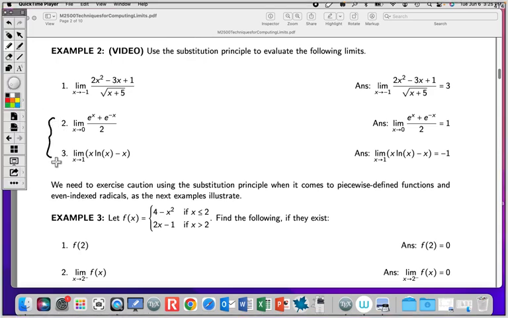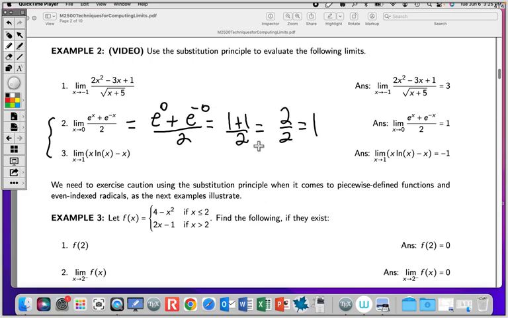Now we won't be talking about exponentials and logs until the end of the semester, but you may recall from algebra class these functions have no surprises to them, except the natural log. You have to be careful near 0. But it says use the substitution principle, so as x gets close to 0, e to the x gets close to e to the 0, e to the minus x gets close to e to the minus 0 over 2. You may recall that any non-zero number to the 0 power is 1. So 1 plus 1 over 2, 2 over 2, which is 1.